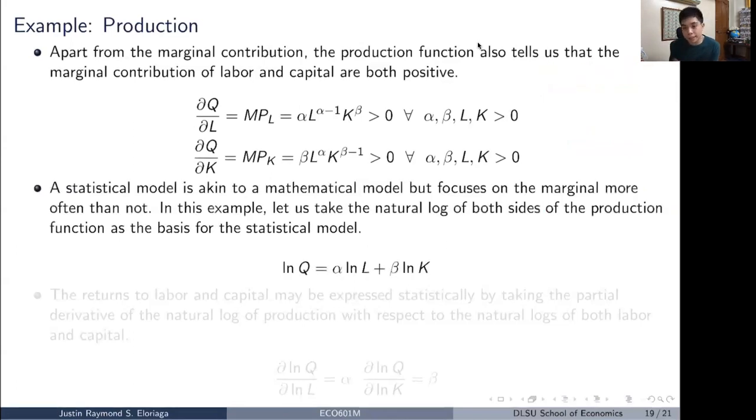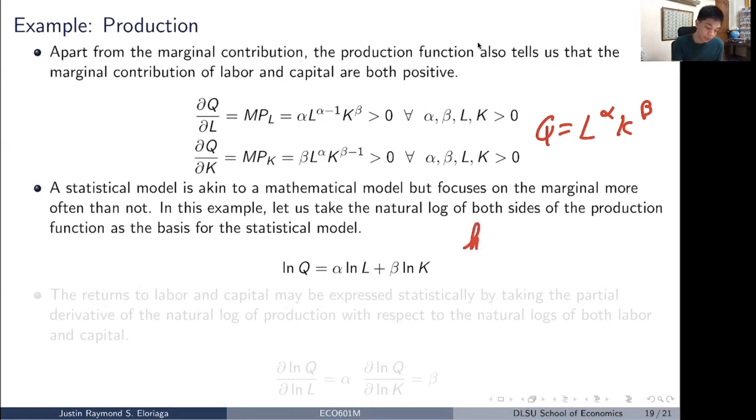Now, a statistical model is essentially akin to a mathematical model, but focuses on the marginal more often than not, right? So for example, let's take the natural log of both sides of the production function. Say you had this production function Q is equal to L^alpha K^beta. One way to make it easier to analyze using real world data is to take the natural log of both sides.